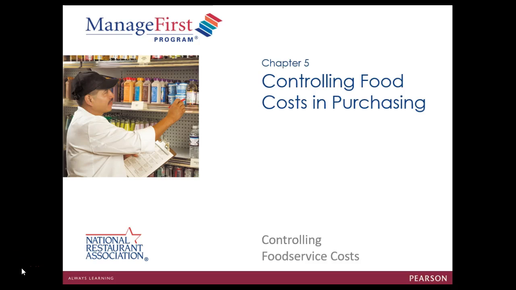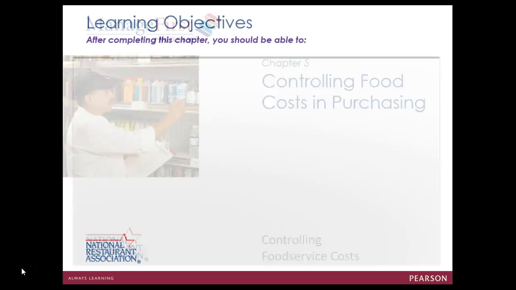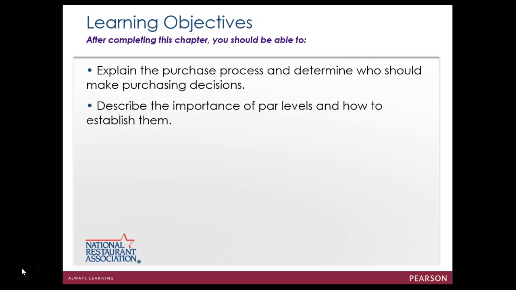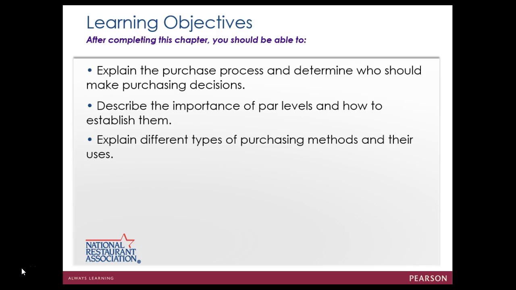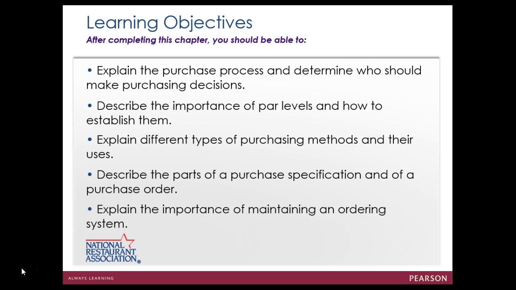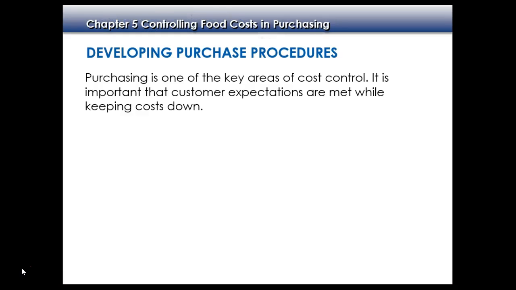Hi everybody. We're going to be going over Chapter 5 this week, Controlling Food Costs and Purchasing. Explain the purchase process and determine who should make purchasing decisions. Describe the importance of PAR levels and how to establish them. Explain different types of purchasing methods and their uses. Describe the parts of purchase specification and of purchase orders. And explain the importance of maintaining an ordering system.